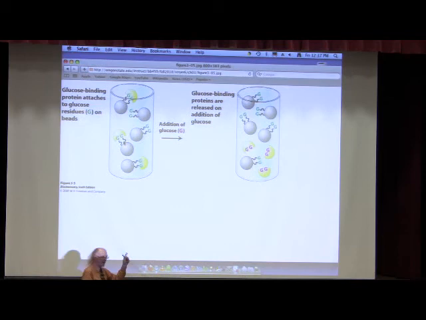Make sense? Clear as mud. Okay. Make sense? Getting right through, cutting through the stuff like butter. This is good. All right.